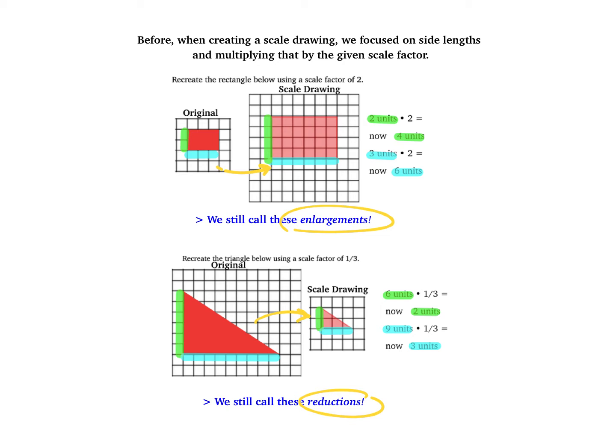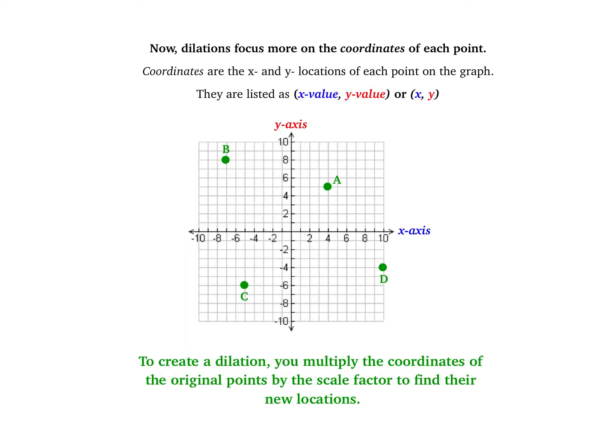What's really going to change with dilation is the idea that we're using side lengths, and you'll see how that changes next. So dilations, instead of focusing on side lengths, really focus on the coordinates of each point. And hopefully that word sounds familiar. Coordinates are the x and y locations of each point on the graph. And they are listed as where they are on the x-axis and where they are on the y-axis, or just x, comma, y. So you can see I have my graph labeled here with the x-axis being the horizontal, going left and right, and your y-axis being the vertical, or how much it's moving up or down.